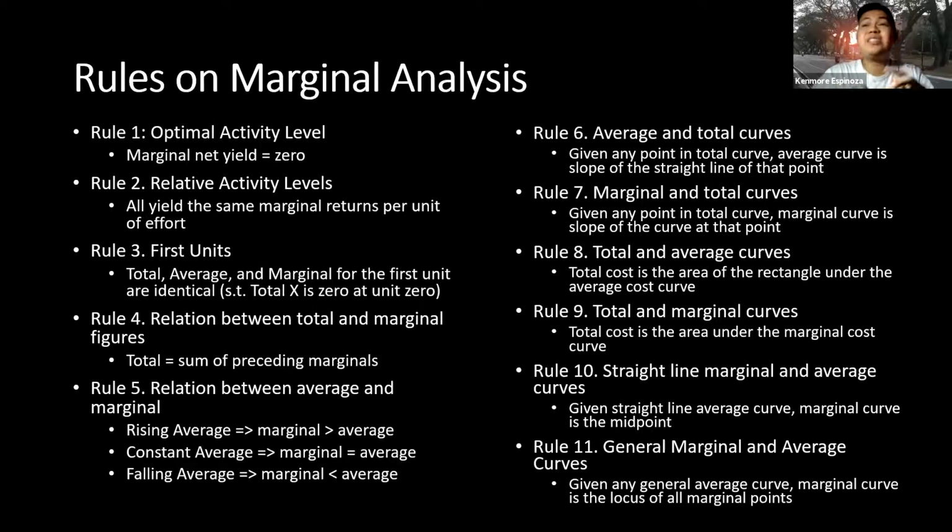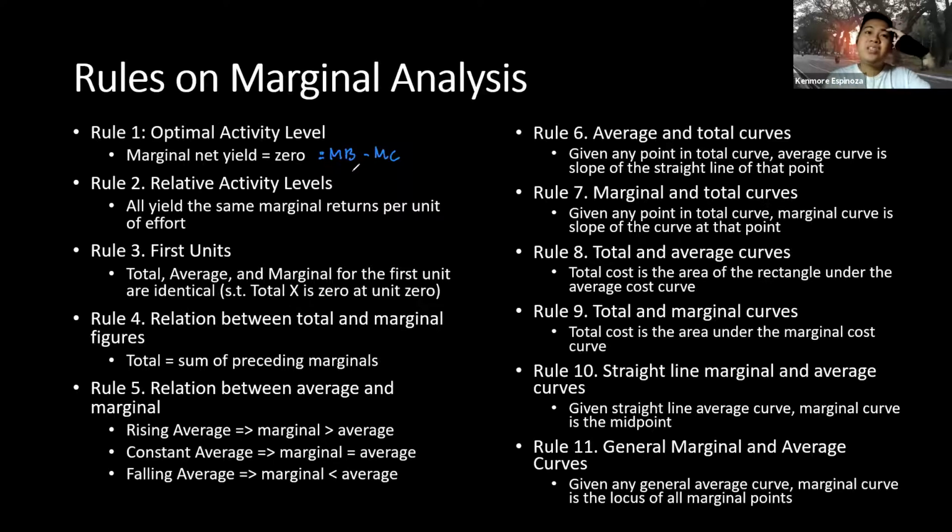So the rule of marginal analysis, the first rule is that if you have only one, suppose that you are a consumer who is only trying to maximize your consumption of one specific good, or you are a producer who is trying to produce one specific good. Rule number one says that you consume or you produce up to the point wherein your marginal net yield is equal to zero. Marginal net yield is defined as, annotate tayo, marginal net yield is equal to marginal benefit minus marginal cost.